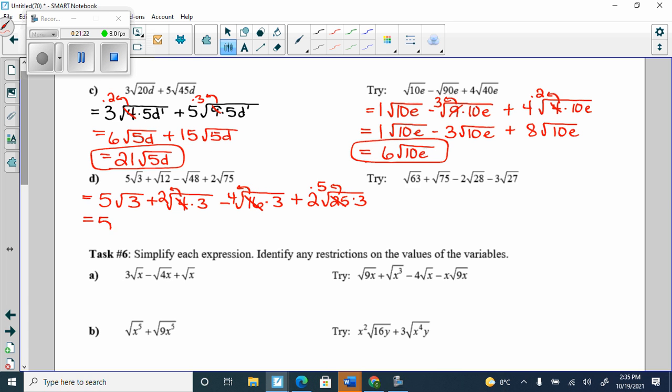So I'm going to get 5 root 3 plus 2 root 3 minus 4 root 3 plus 10 root 3. So 5 and 2 is 7. I can put these all together because they're root 3's. 7 minus 4 is 3 plus 10 is 13 root 3.